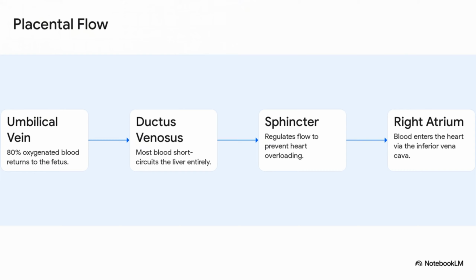If a sudden uterine contraction pushes venous return too high, this sphincter clamps down, which prevents a dangerous, sudden overloading of that tiny, developing fetal heart. It's a built-in safety valve.